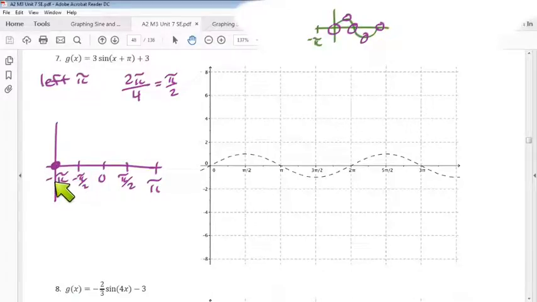Check it out. What's negative 1 pi plus pi over 2? Well, it would be negative pi over 2. Negative pi over 2 plus pi over 2 would be 0. 0 plus pi over 2 is pi over 2.